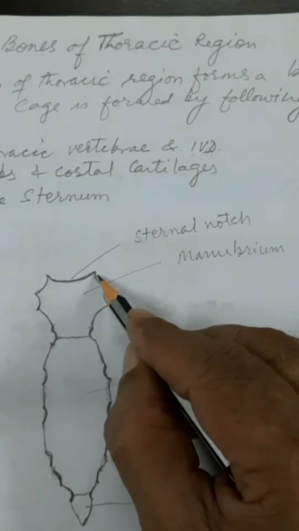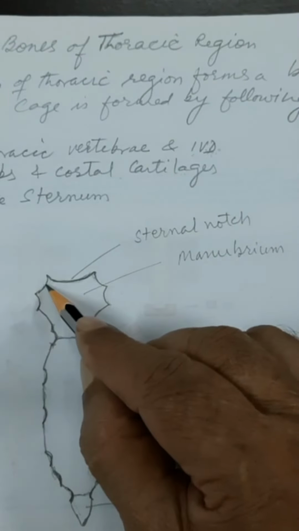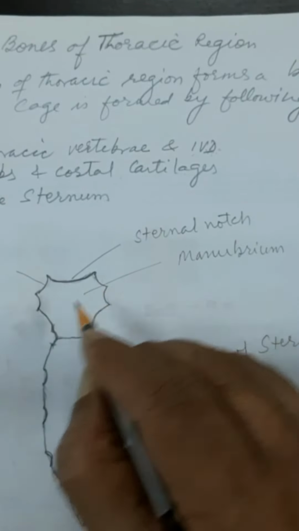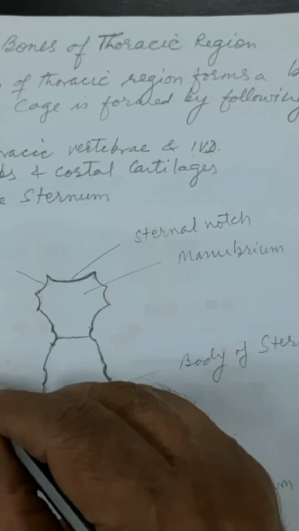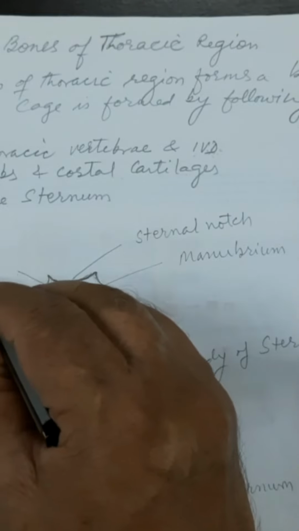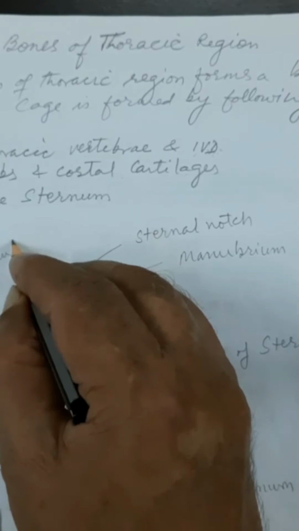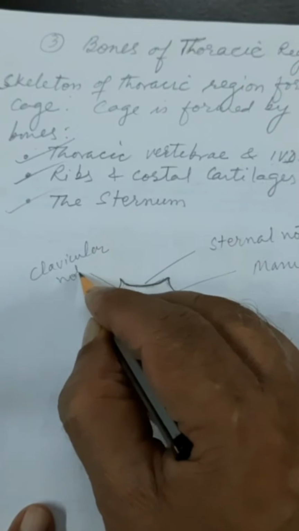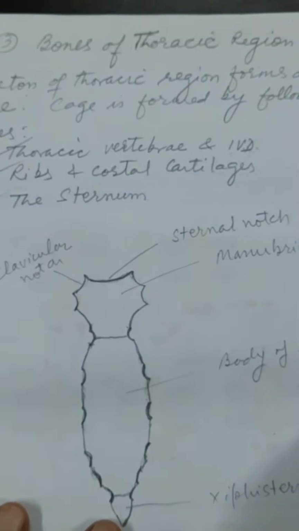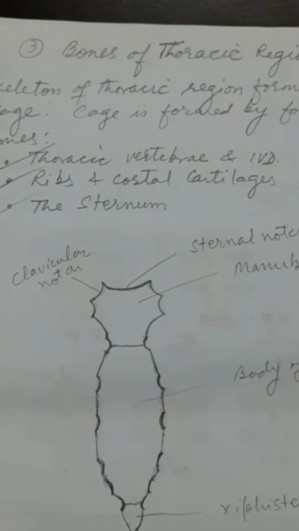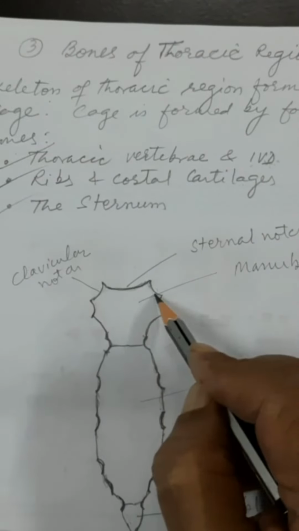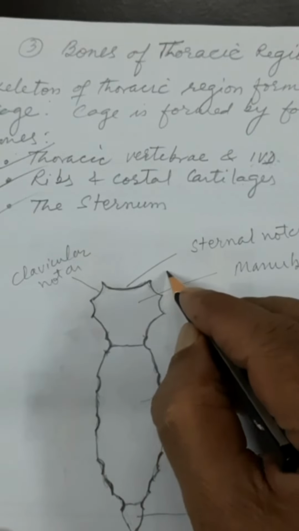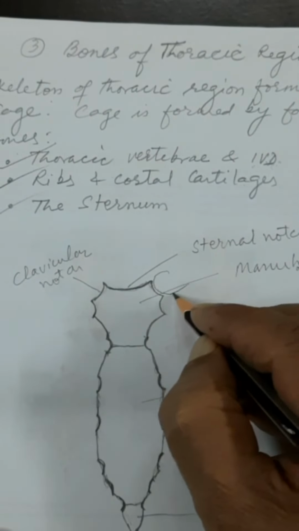Then just on to the lateral side of an inferior side of this sternal notch, right, and on left side there is another notch seen, and this is called as clavicular notch. It is known as clavicular notch. And this clavicular notch, if you will see it, will articulate, on right side as well as on left side, with the bone called as the clavicle.